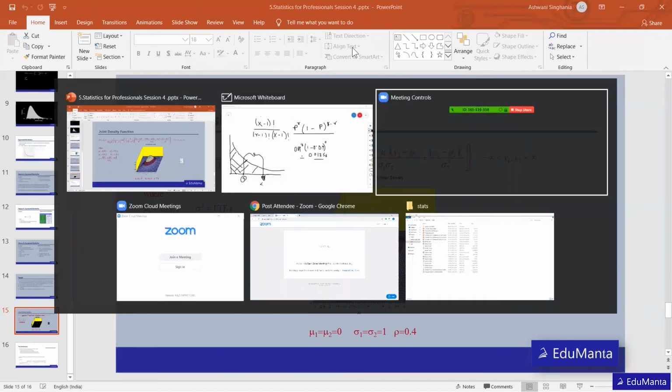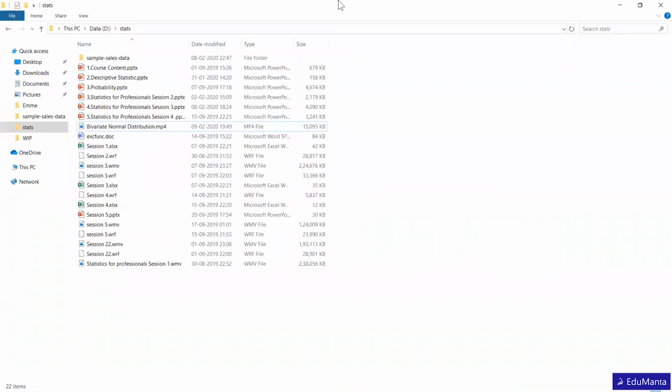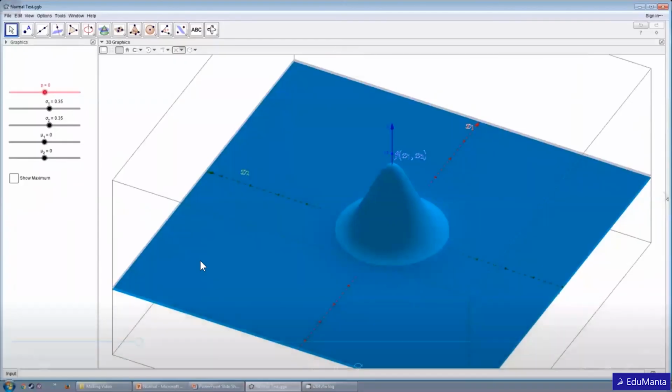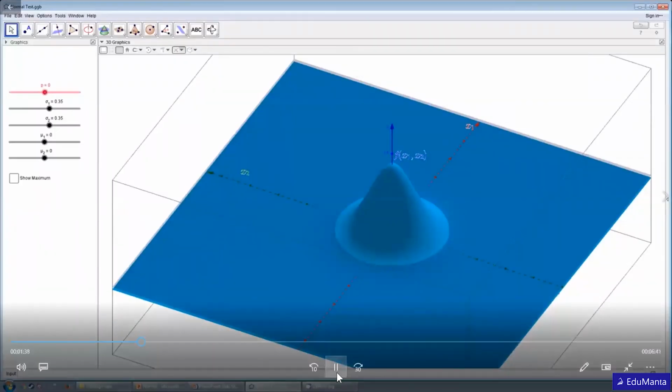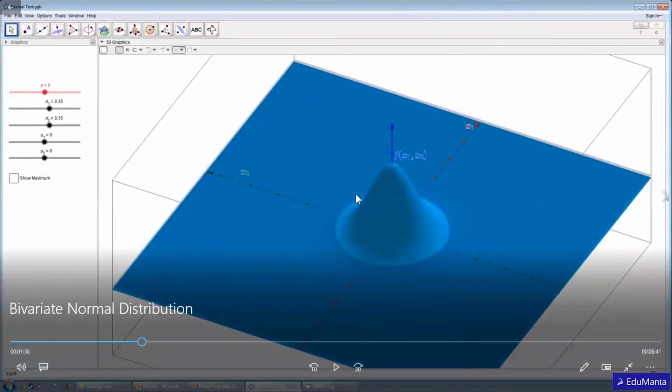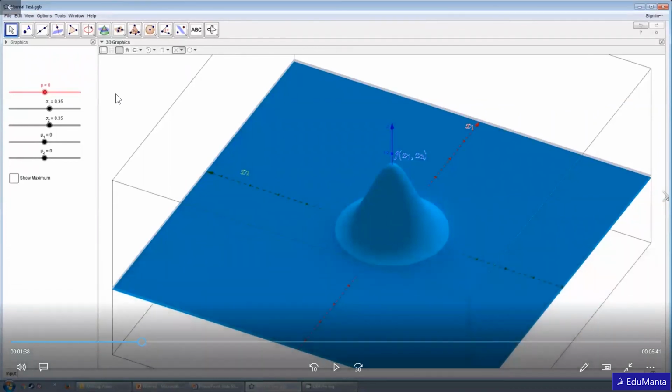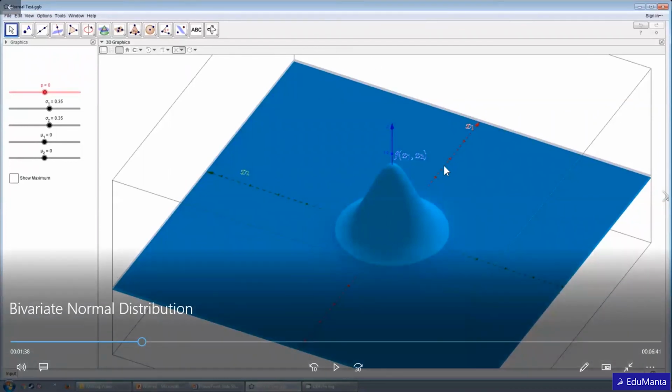So let me play a small video so that you can actually see how this works. So here in this image, you can see that this is two normally distributed data. One is on the x1 axis and the other is plotted on the x2 axis, right?